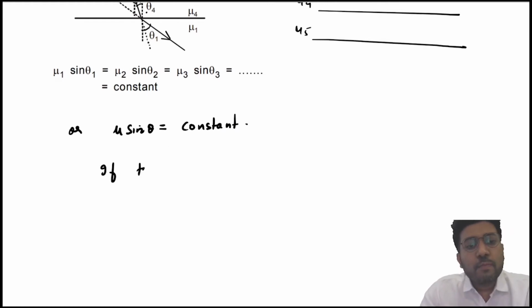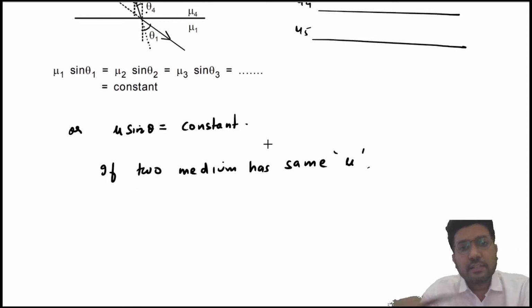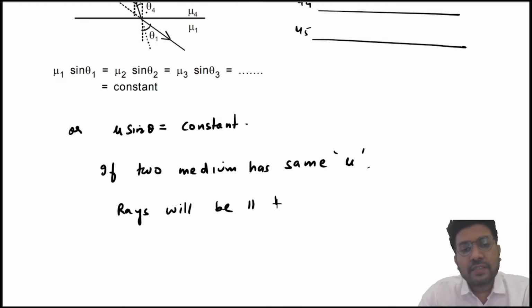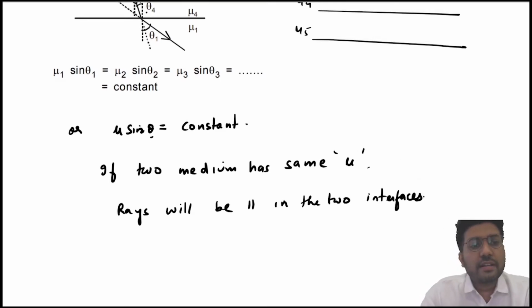If two media have the same refractive index, in case of parallel interfaces, then rays will be parallel in those two interfaces. Why? Because if mu is same, theta has to be same. If theta is same, that means they are parallel. Rays will be parallel in the two interfaces.